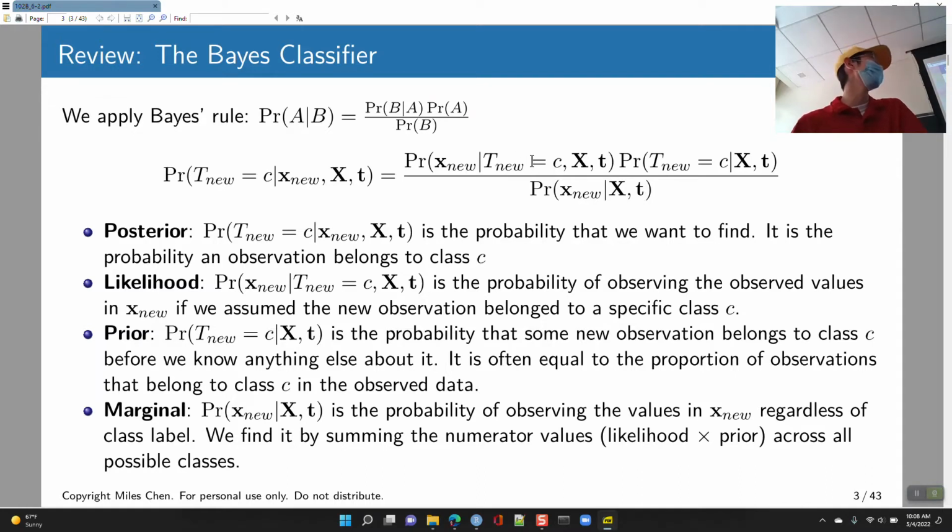This requires us to ask what the probability is that it gives these values if it belonged to class A, what the probability is it gives these values if it belonged to class B, or class C, and so on and so forth. We multiply that by the probability of each of these classes, their prior probabilities before we even look at the values, and then we divide by a marginal probability to make sure everything adds up to 1.